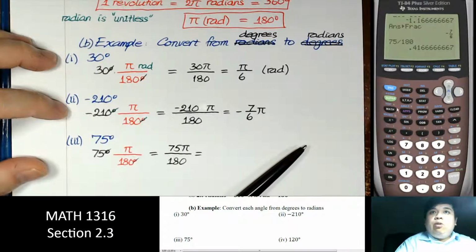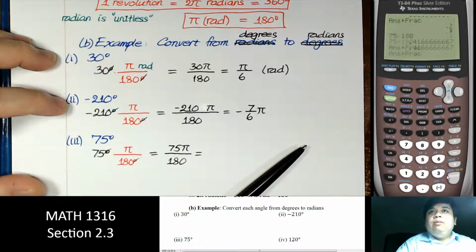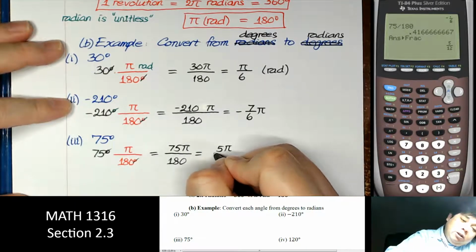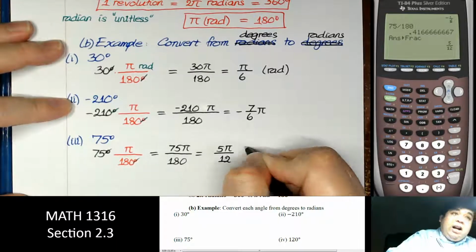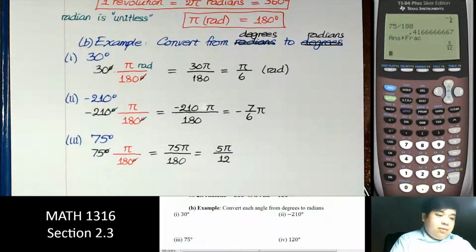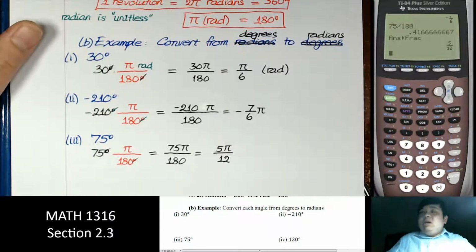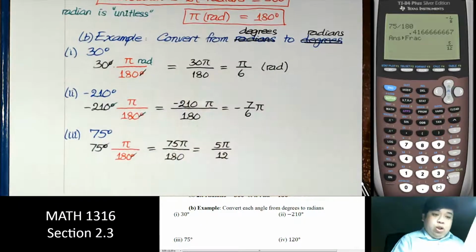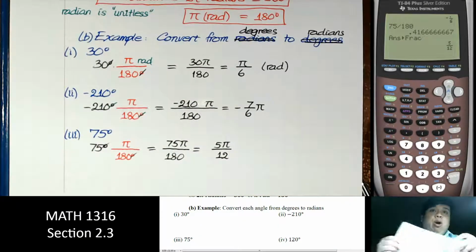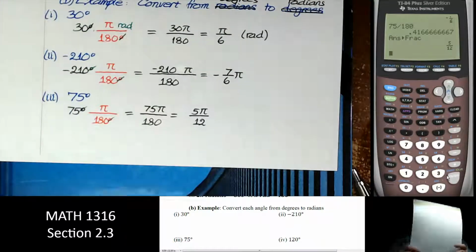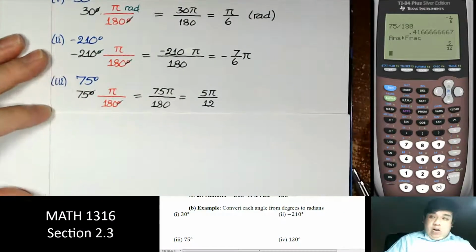And convert that to fraction. 5 over 12. So 5 pi over 12. Again, we don't even need to write radian for the unit. Right, so that's simple enough. The conversion factor is pi equal to 180 degrees. If we don't want degrees, put degree at the bottom. But if we do want degrees, we put that on the top.